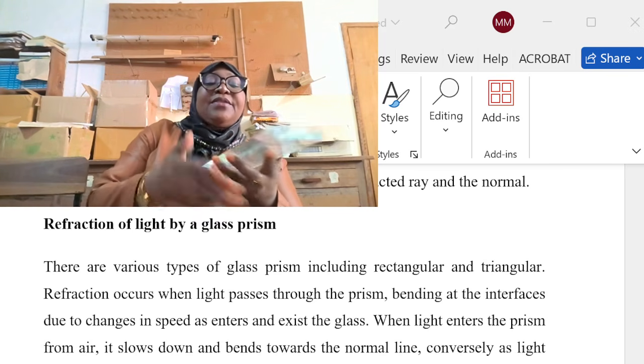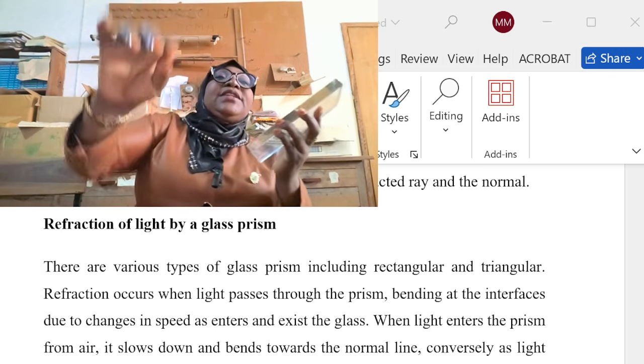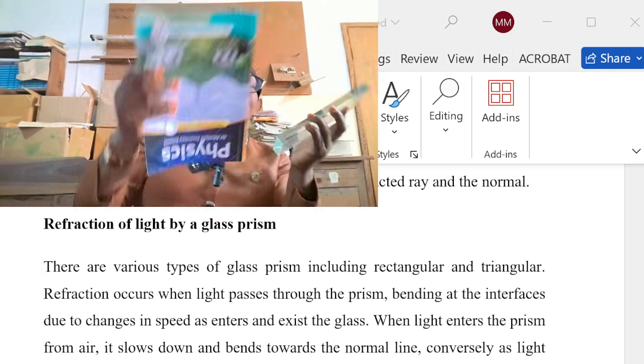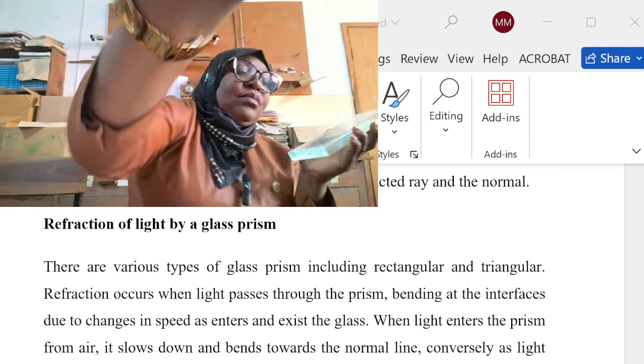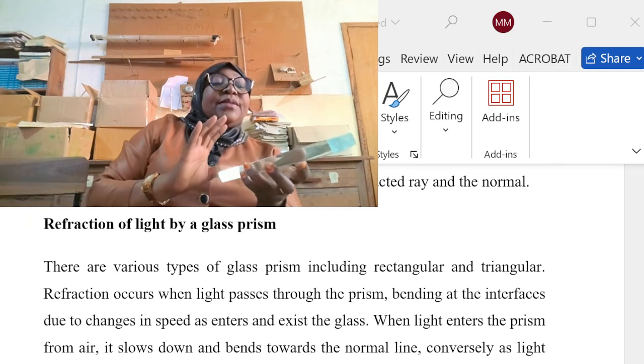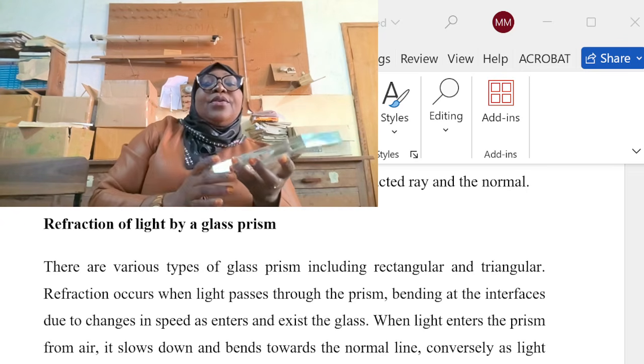This is face 1, face 2, face 3, face 4, face 5, face 6. It is just like a book. It's rectangular like this one, with two opposite faces equal.